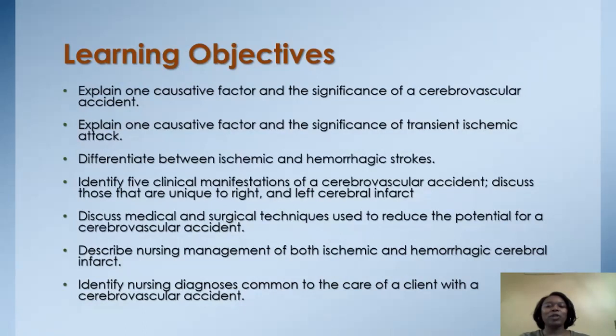We will discuss medical and surgical techniques to prevent reoccurrence of a CVA, as well as the nursing care of both a hemorrhagic and ischemic cerebral infarct. It's important for nurses to understand exactly their role in caring for these patients. And therefore, it is also important to identify nursing diagnoses as well as interventions that go along with these diagnoses to care for a client diagnosed with a CVA.